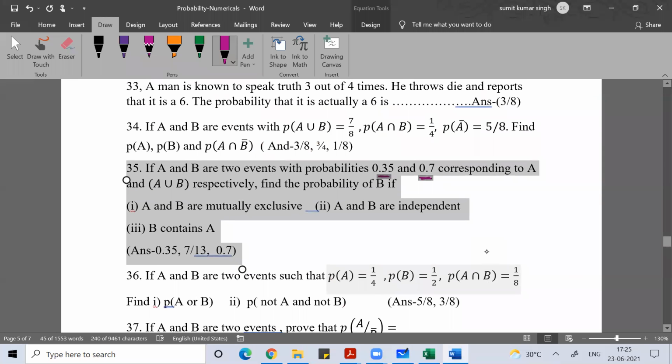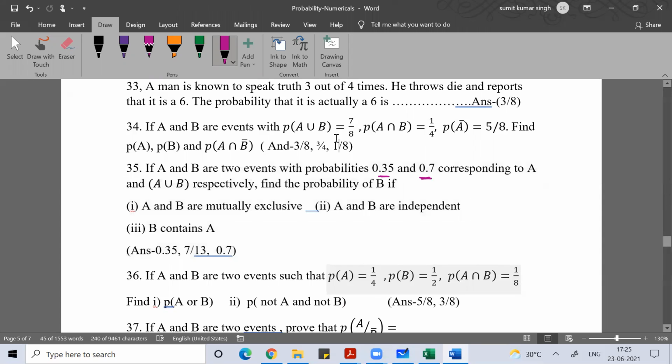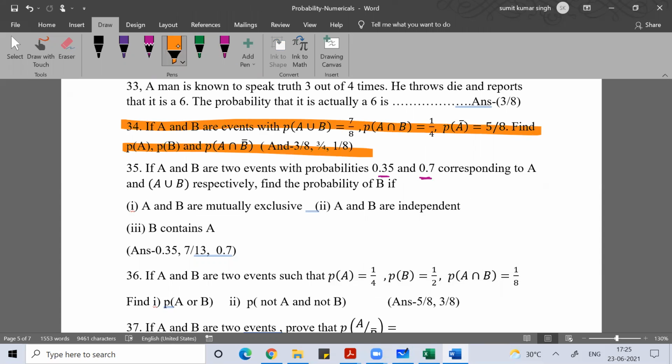All other questions I have done already. Question 34 also I believe we have done already. A union B is 7 by 8, A intersection B is 1 by 8. I think we have done it. Otherwise, if you have not done it, I believe you can do it very easily. Not a big thing for me.